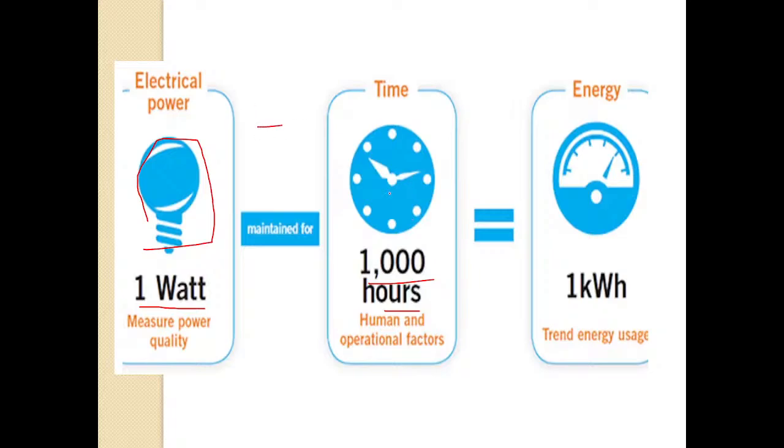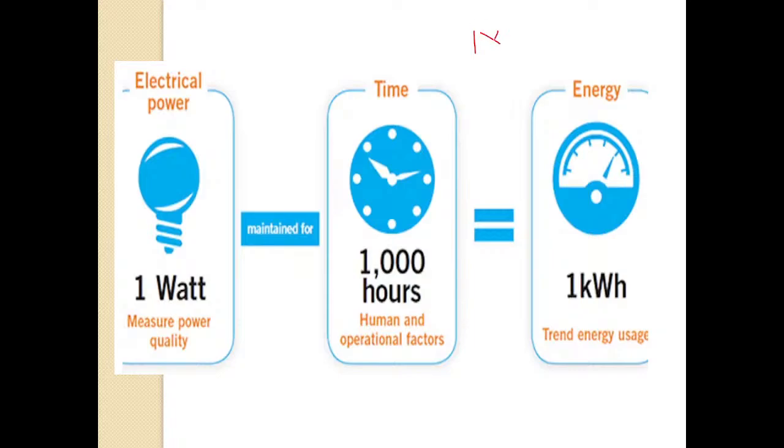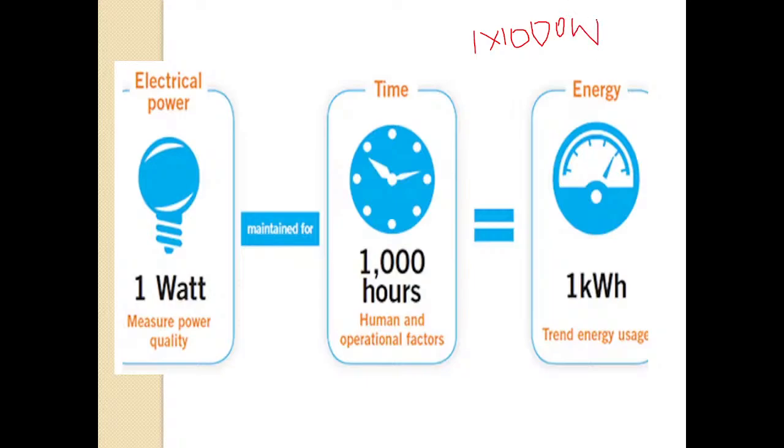So it is 1 into 1000 watt hour. 1 into 1000 means 1000 watt hour.